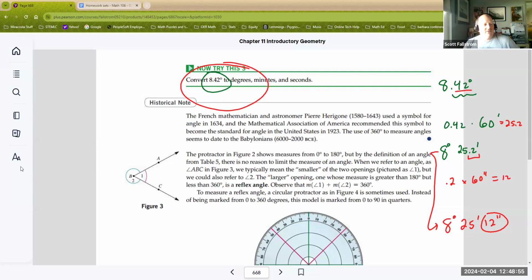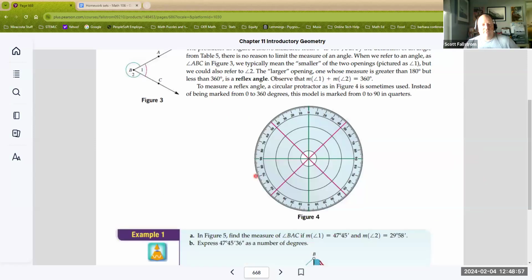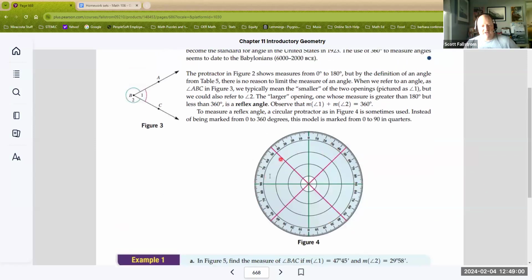Next up, here is a kind of a protractor, but more of an entire chunk protractor. This one is broken up into 90-degree chunks. So you can see you go from 0 to 90 and then go from 90 back down to 0. So you're only measuring in 90s.